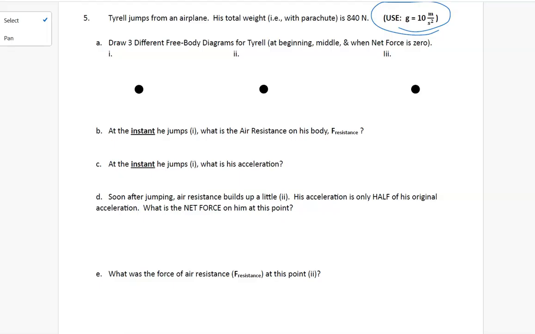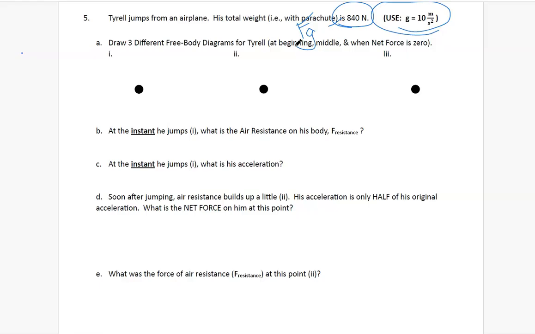All right. So this problem states that Tyrell jumps from an airplane. Presumably he has a parachute. His total weight with a parachute is 840 newtons. So I really want you to get in the habit: the second you see a mass, calculate the weight. And in this case, the second you see a weight, calculate the mass. So this value is his weight. It is F sub g for Tyrell and his parachute.